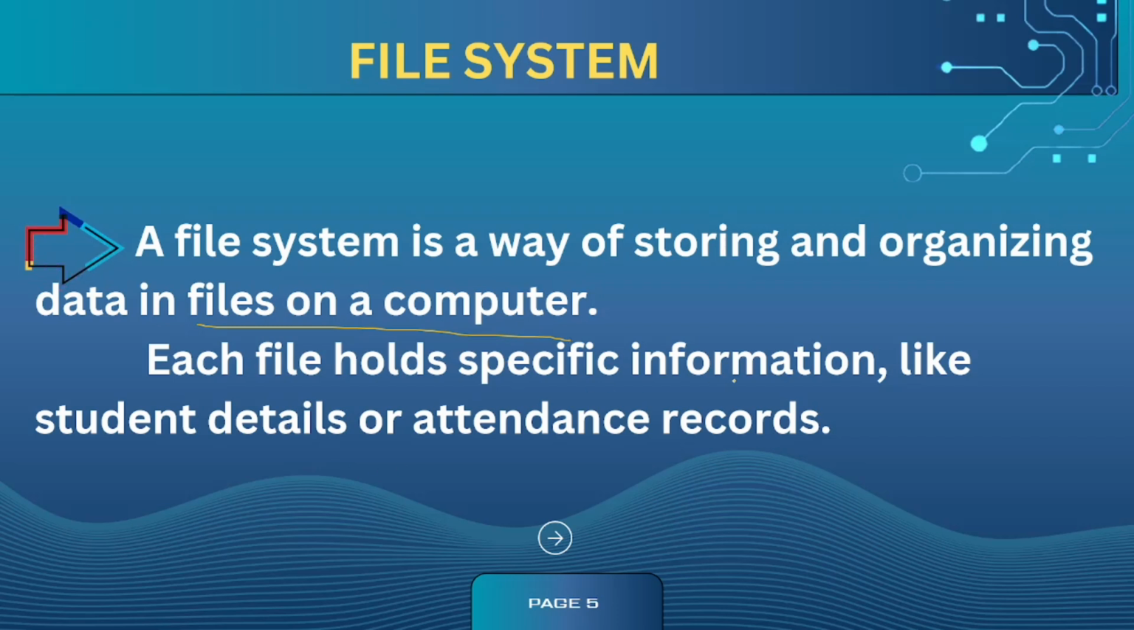Each file holds some information like student details or attendance records. For example, when you are preparing some table format in an Excel sheet or a Word document, what file name will you give? The file name you will give is student details, and another file name you will give as attendance record. So both of these files we can call a file system.